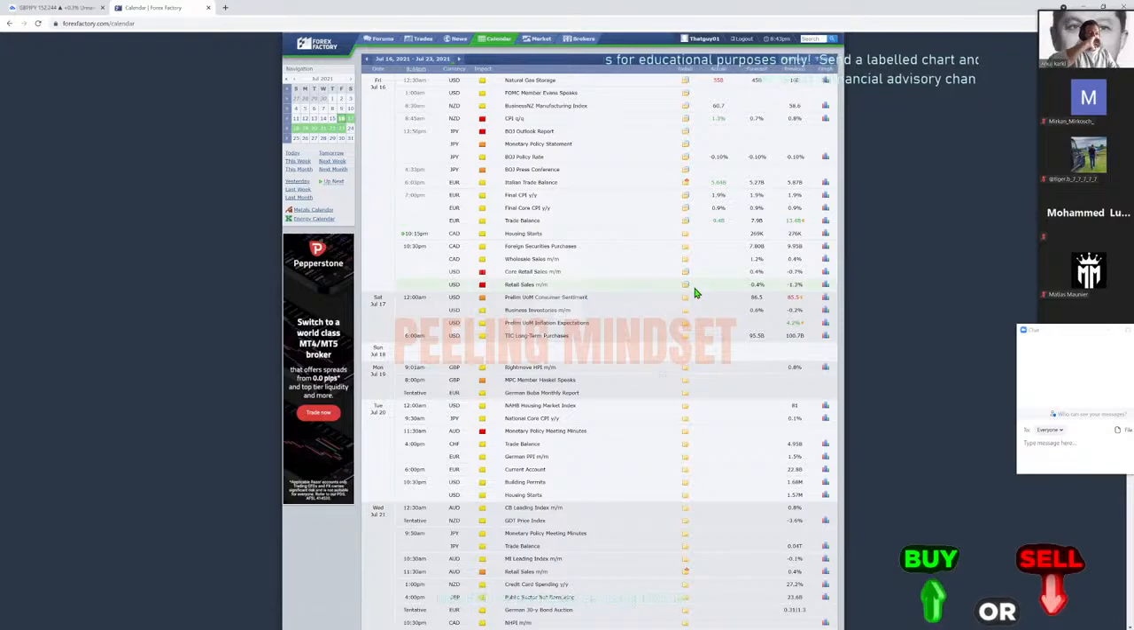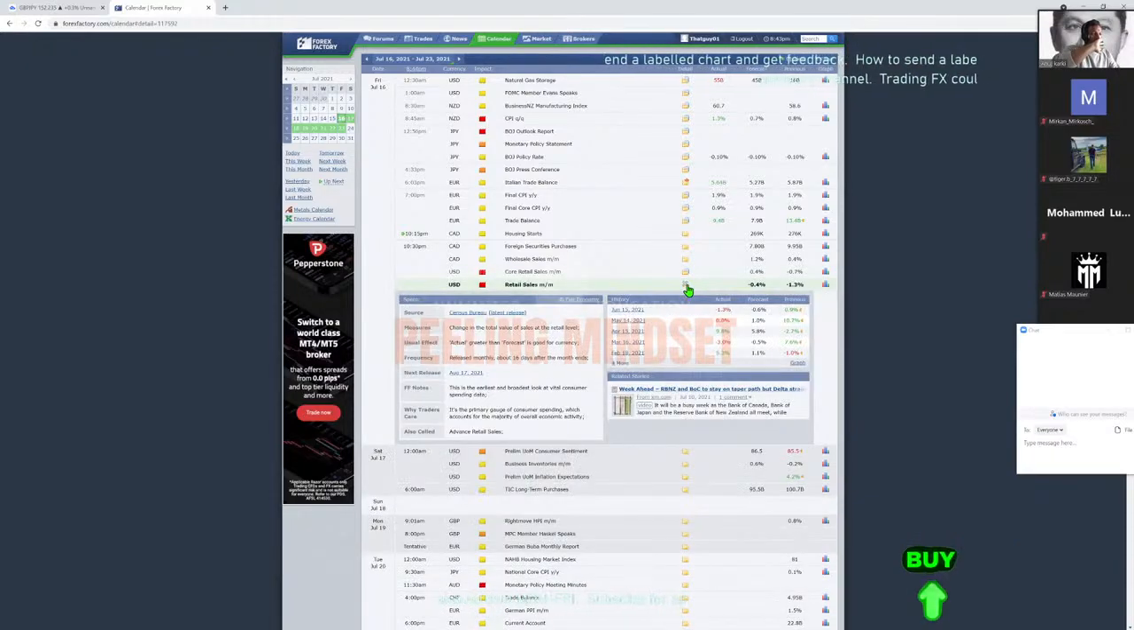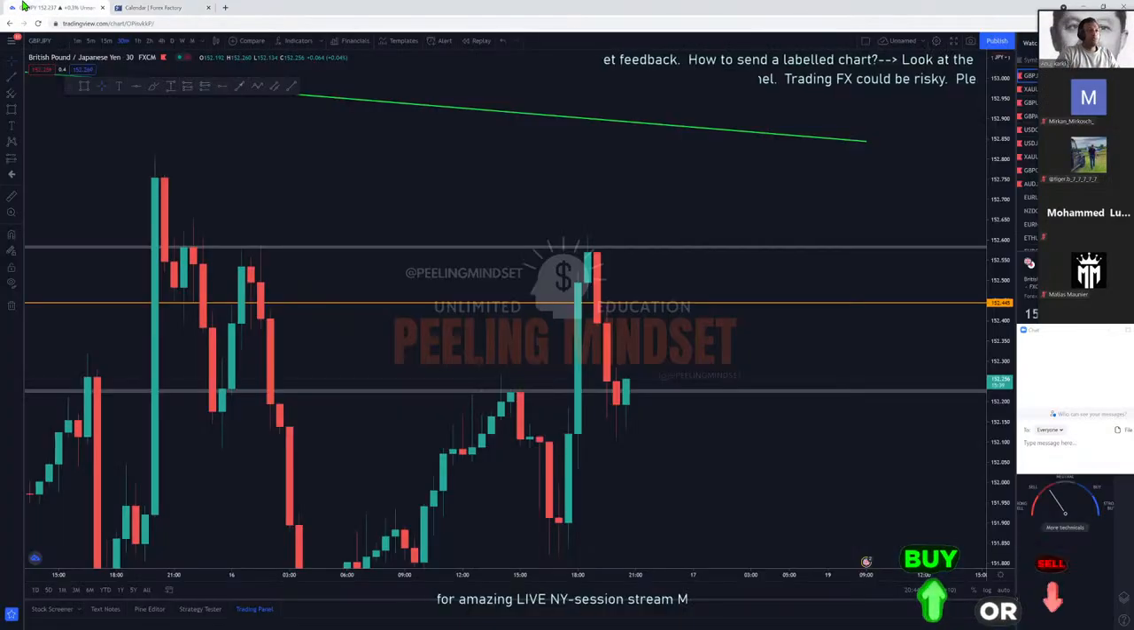Anyways, all right. Retail sales, they are expecting good numbers. That's why pound yen is ranging.